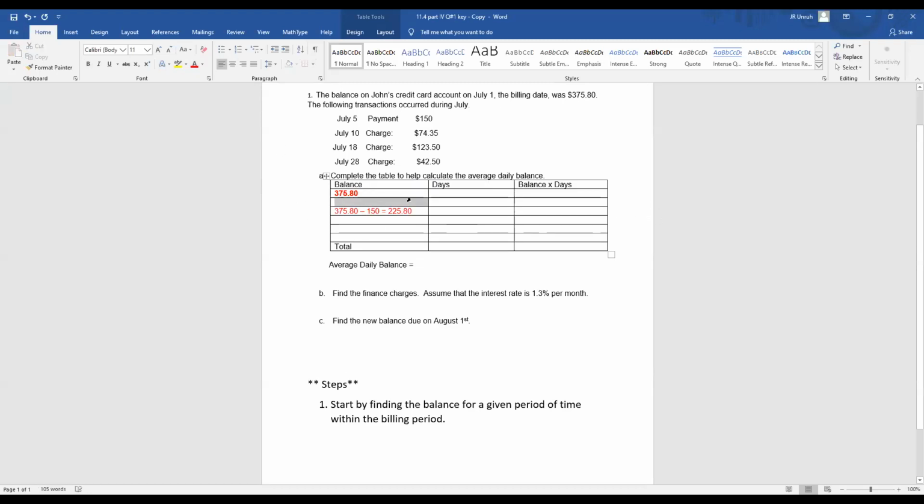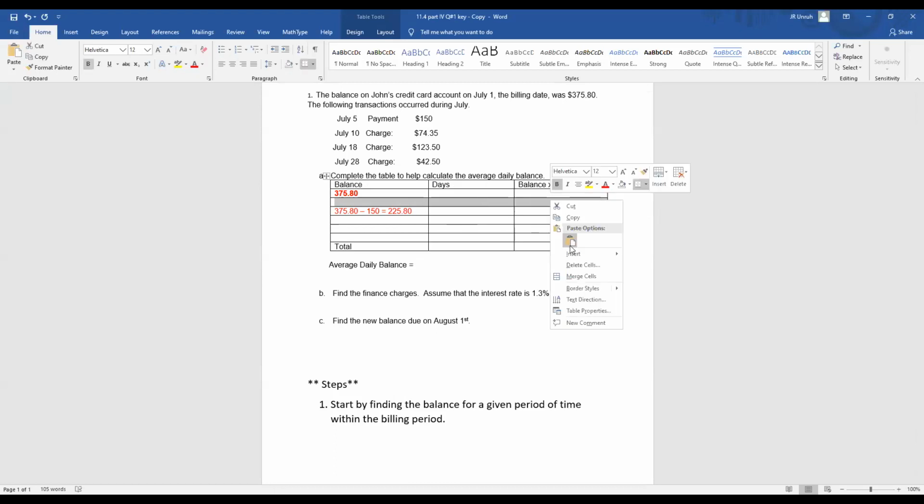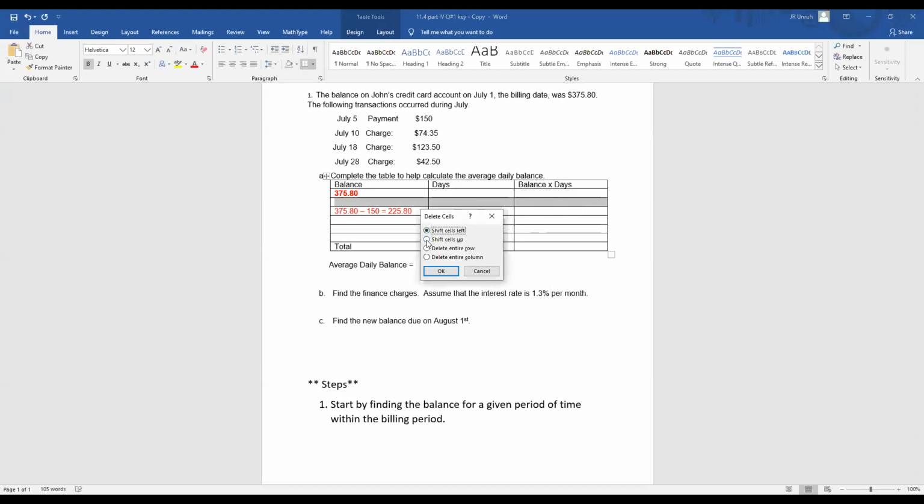Let's delete those cells. So John, his new balance becomes $225.80. So then on July 10th, he makes a charge of $74.35. We need to add that to the 225.80 plus 74.35, and the total becomes 300.15.